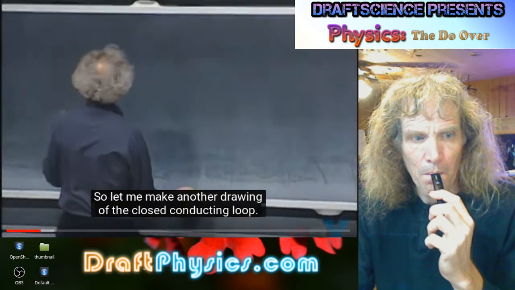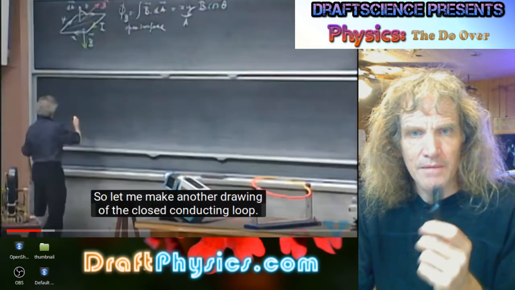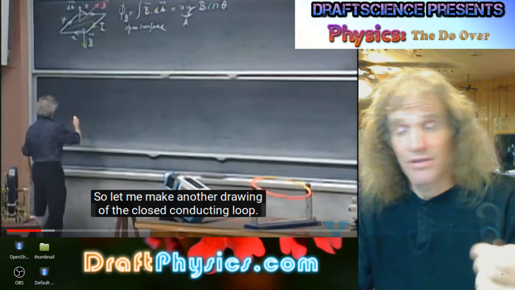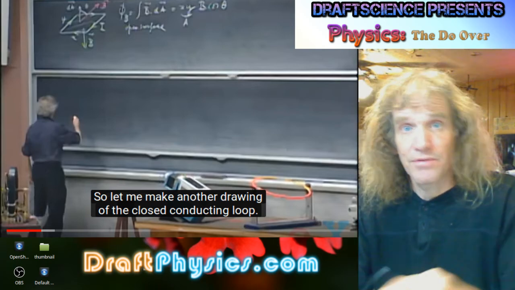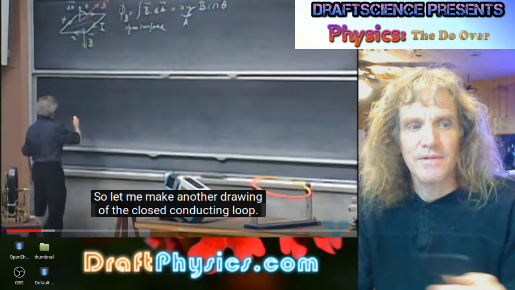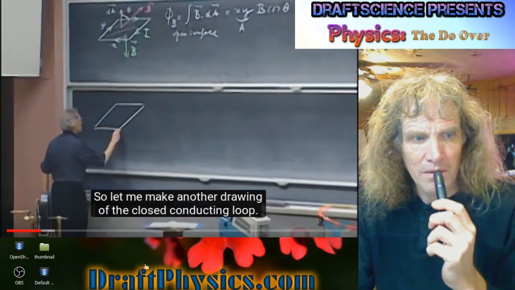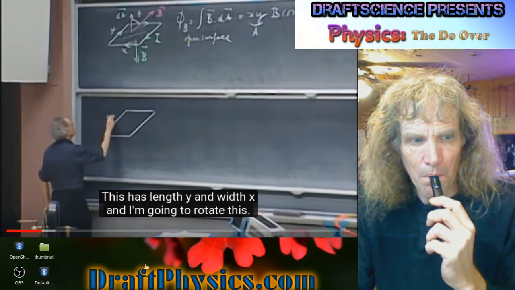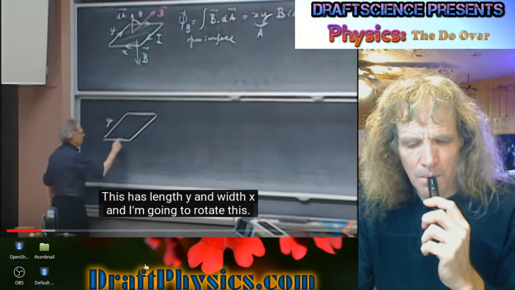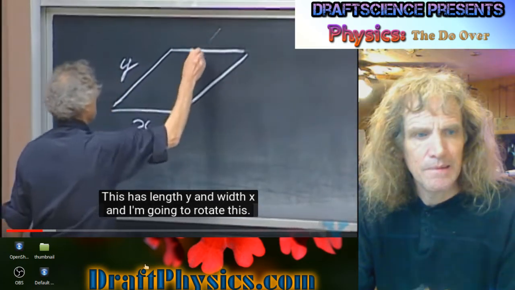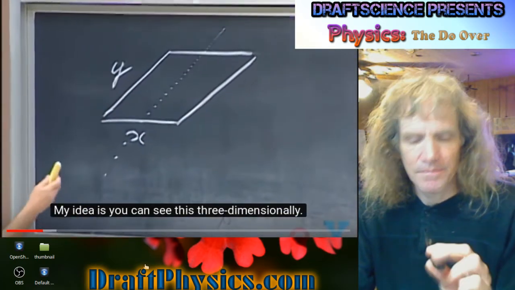So let me make another drawing, just to emphasize that the change in the atoms is just a change in terms of turning them into monopoles, not dipoles. This is a drawing of the closed conducting loop. It has length y and width x. And I'm going to rotate this. My idea is that you can see this three-dimensionally.